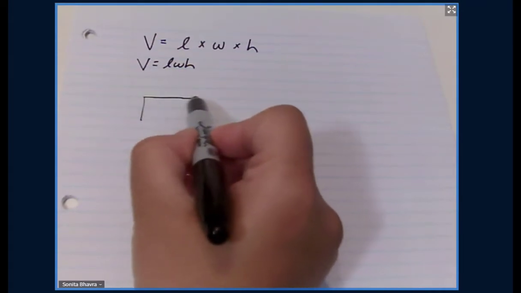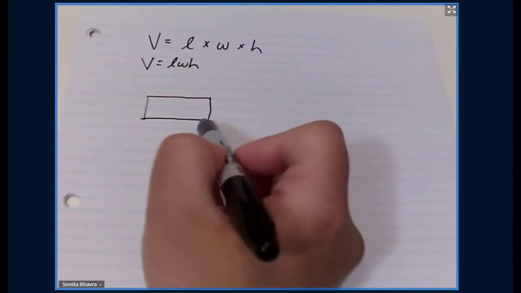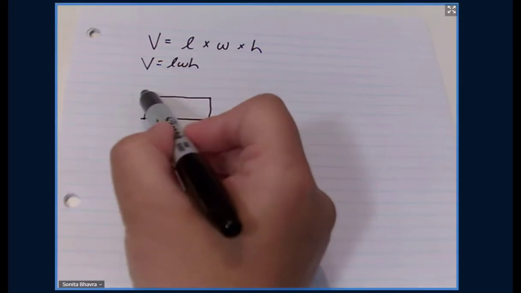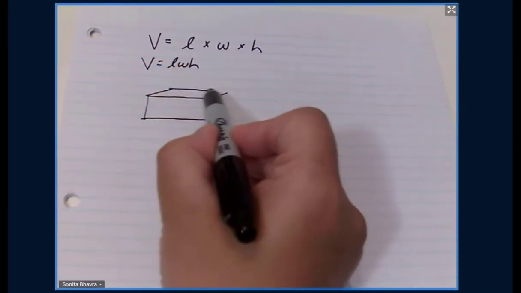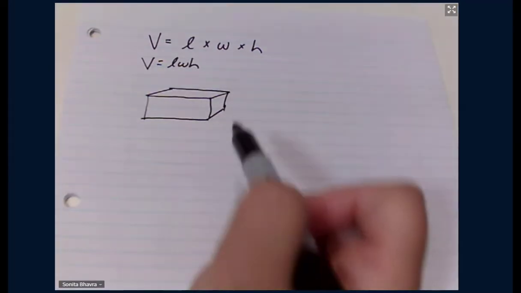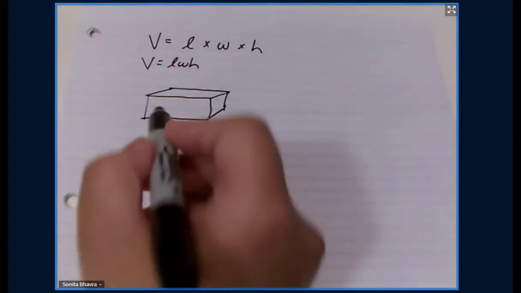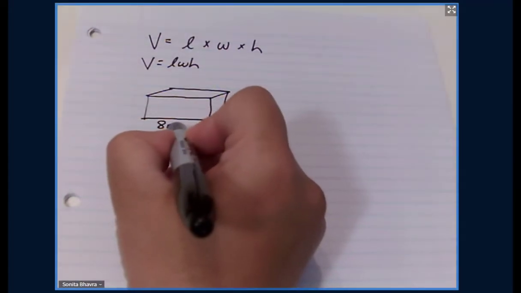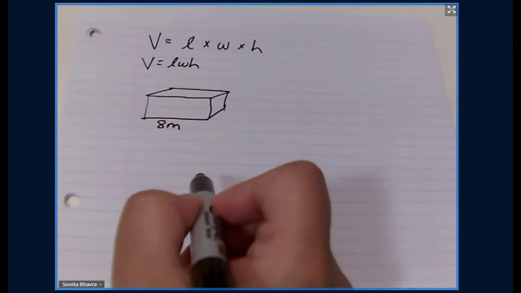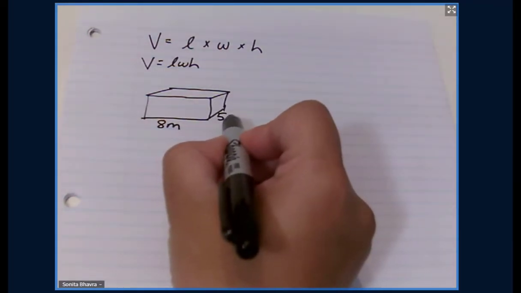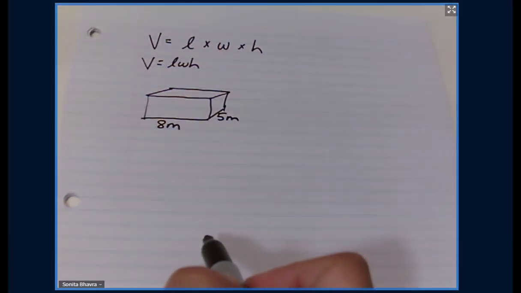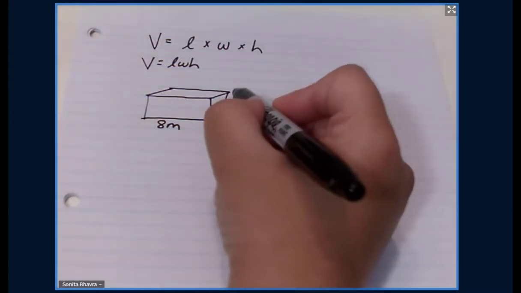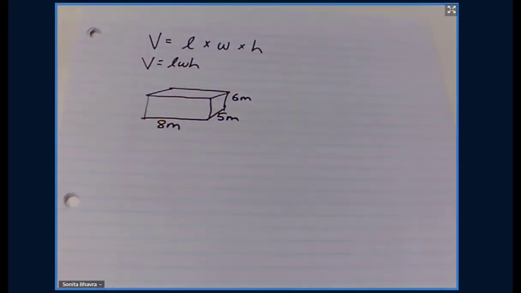So we have a rectangular prism, and I'm going to do my best here to draw that. And we're given the following measurements. So 8 meters for its length. We have 5 meters for its width. And then we have its height of 6 meters.